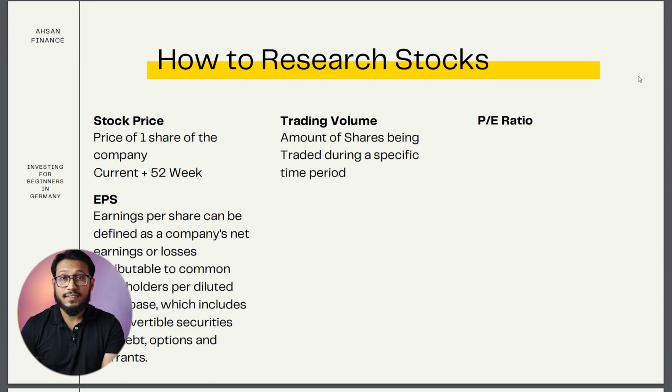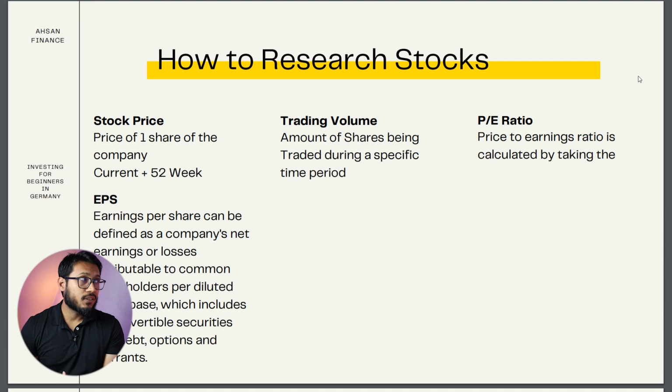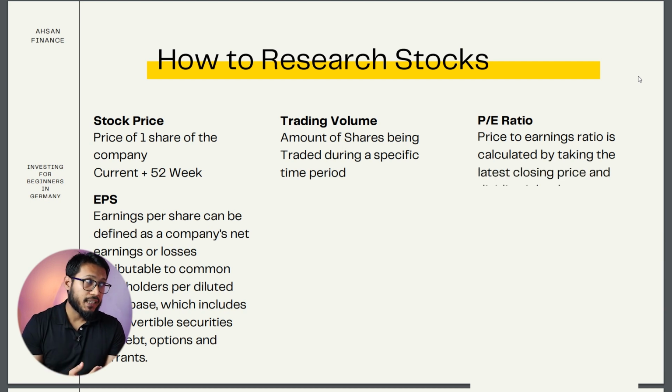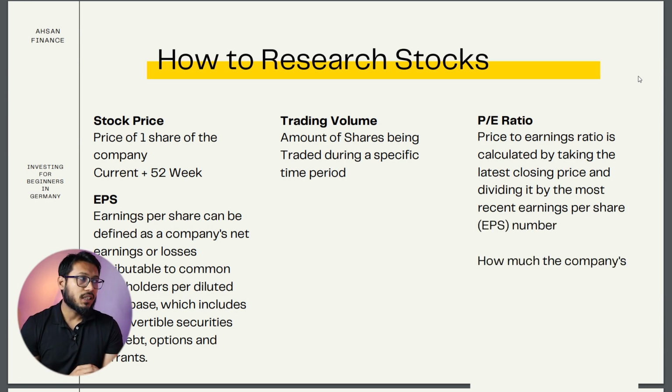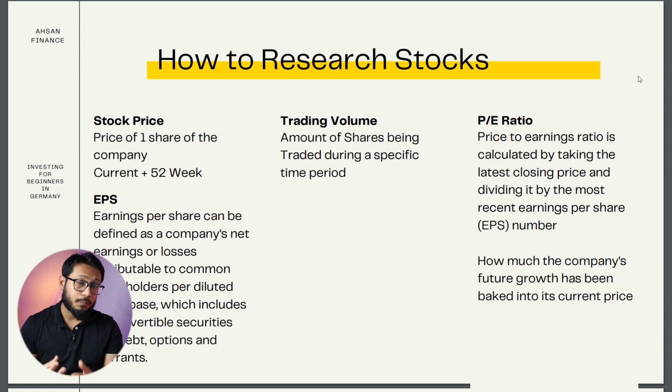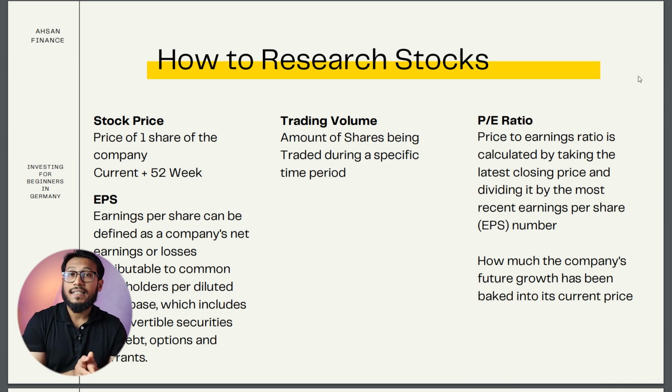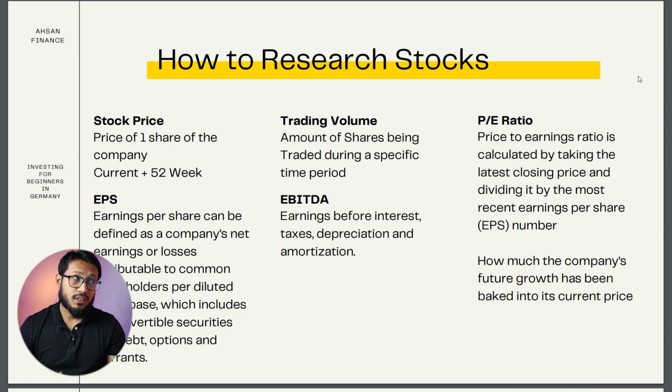Next thing I look at is the PE ratio. Now this is the price to earning ratio, which is calculated by taking the latest closing price and dividing it by the most recent earnings per share number. Now this shows how much a company's future growth has been baked into its current price. The next thing I look at is the EBITDA. Now this is the earnings before interest, tax, depreciation, and amortization.